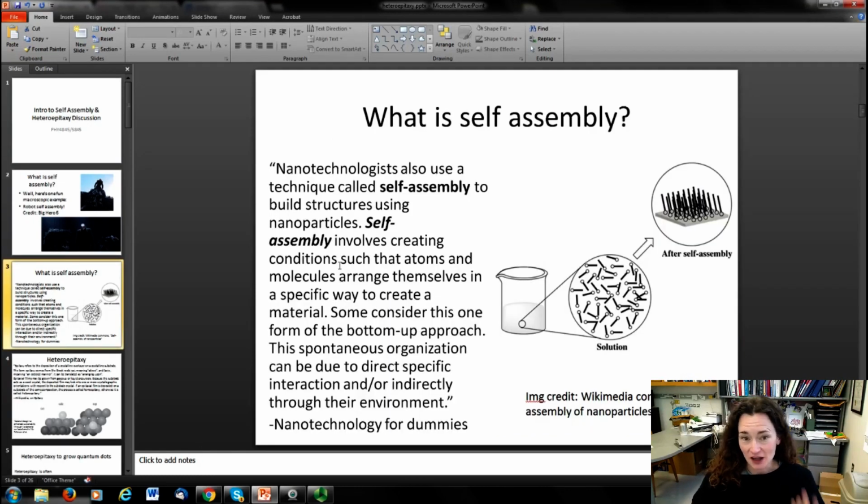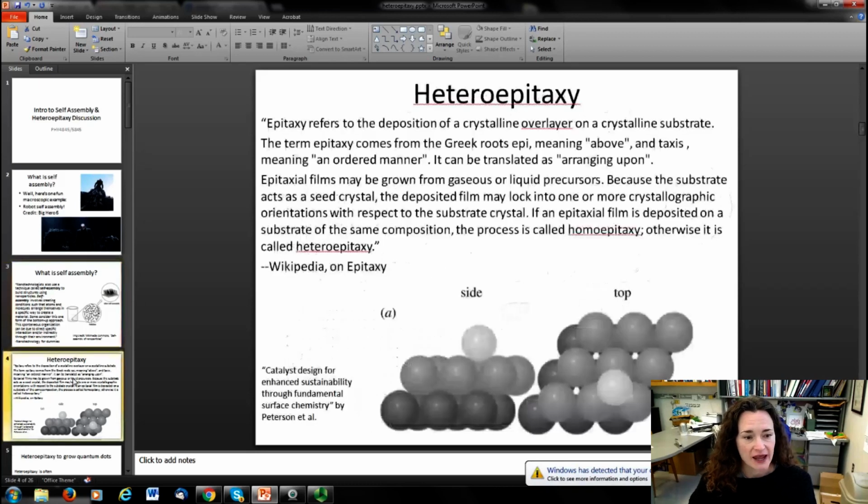So nanotechnologists use a technique called self-assembly to build structures using nanoparticles, or to build nanoparticles using molecules. Self-assembly involves creating conditions so that atoms and molecules arrange themselves in a specific way to create a material. And of course, this is a form of the bottom-up approach in fabrication of nanostructures. And the spontaneous organization can be due to direct specific interaction or indirectly through the environment. So today I want to discuss heteroepitaxy as a form of self-assembly specifically for structures like quantum dots.